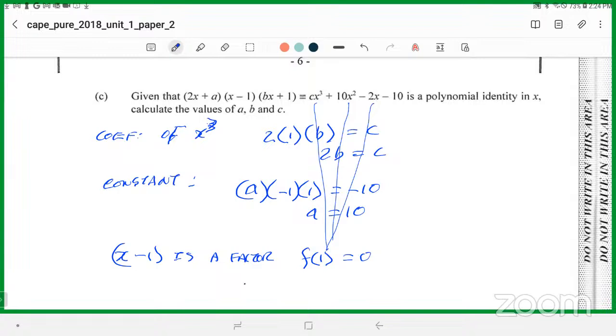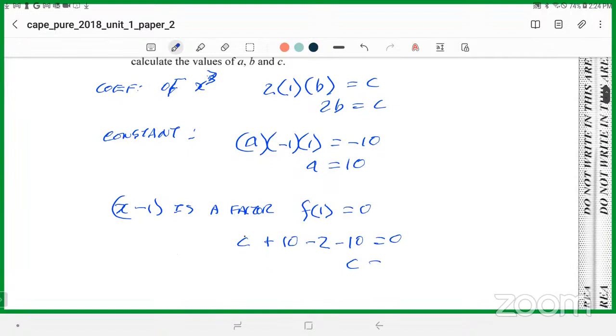Yeah, right. So if I plug the 1 in here, I'm going to get c. Plug the 1 in here, I'm going to get 10. Plug the 1 in here, I'm going to get minus 2. And then this minus 10 comes back unchanged. And that's equal to 0. So it means that c equals 2.